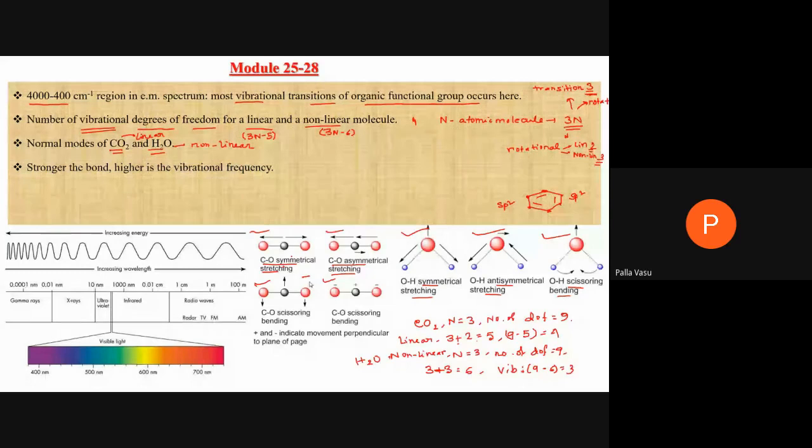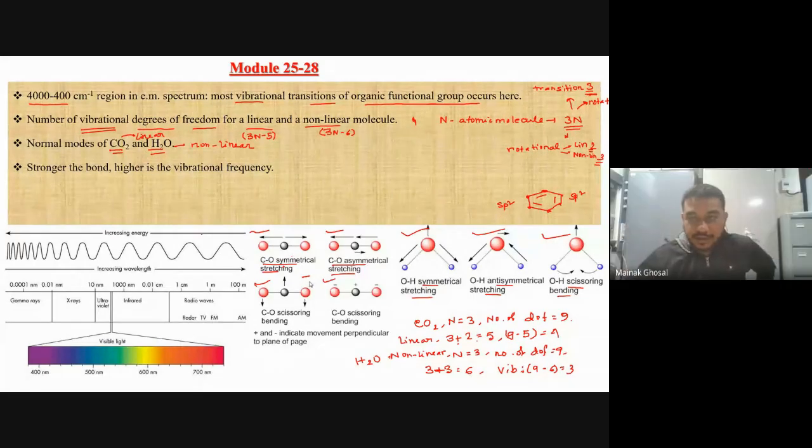Yes, sir, N is the number of atoms. I can hear you clearly. N is the number of atoms, sir. Yes. It is the number of atoms in the molecule. I have written it here. Yes, what is the question?